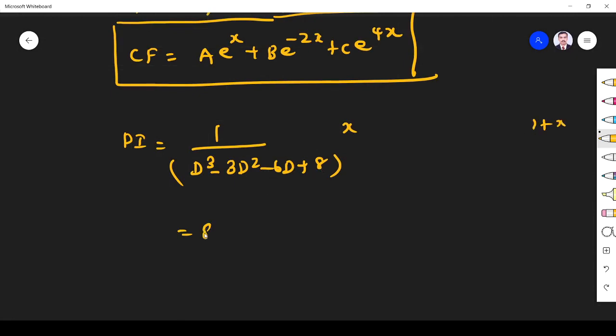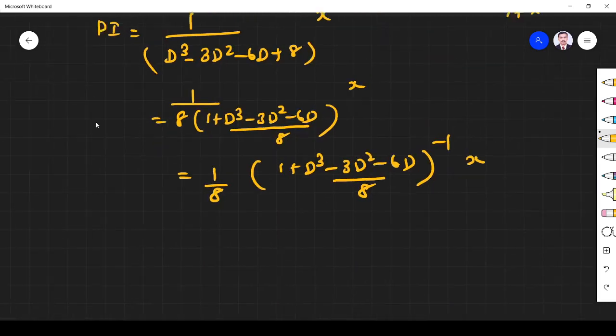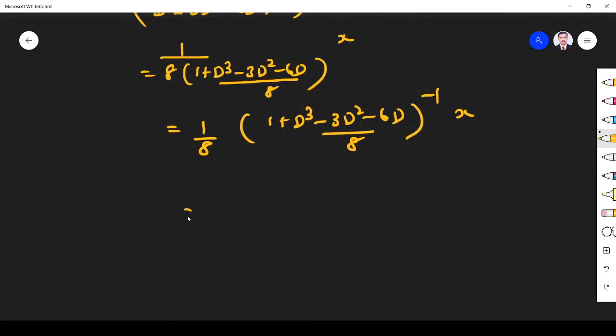So I take 8 outside from this. If I take 8 outside, it will become 1 plus d cube minus 3d squared minus 6d by 8. Now it is in 1 plus x format. So this is 1 by 8 into 1 plus d cube minus 3d squared minus 6d by 8, to the power minus 1, acting on x. X is nothing but our f of x.